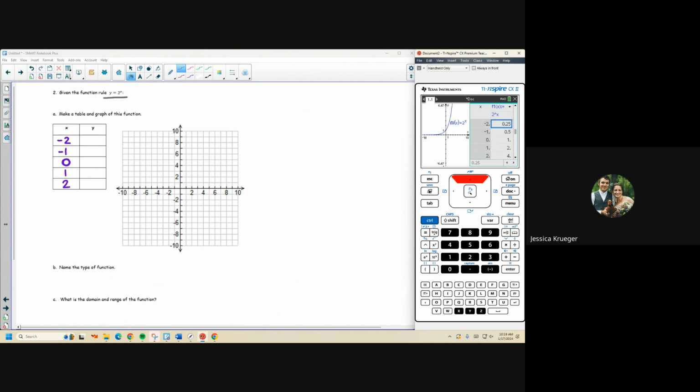So I can see here that at -2, my function has an output of positive 0.25. At -1, it's 0.5. At 0, it's 1. At 1, it's 2. And at 2, it's 4. So now I can go ahead and plot these points. So at -2, it's at 0.25. -1, it's at 0.5. 0, it's at 1. 1, it's at 2. 2, it's at 4. And I could keep going if I wanted. So if I scroll down at 3, it's at 8.